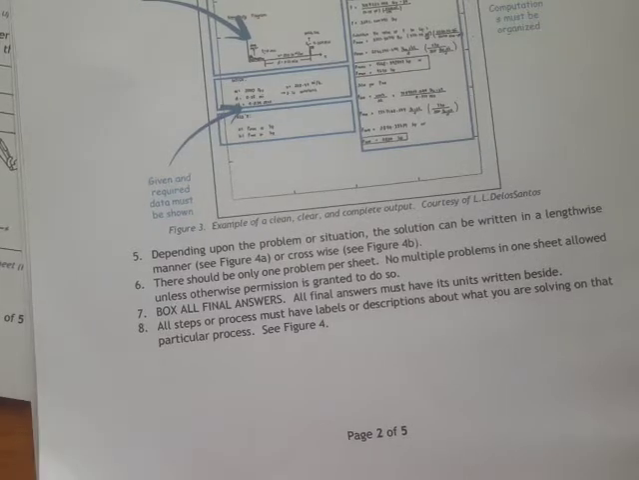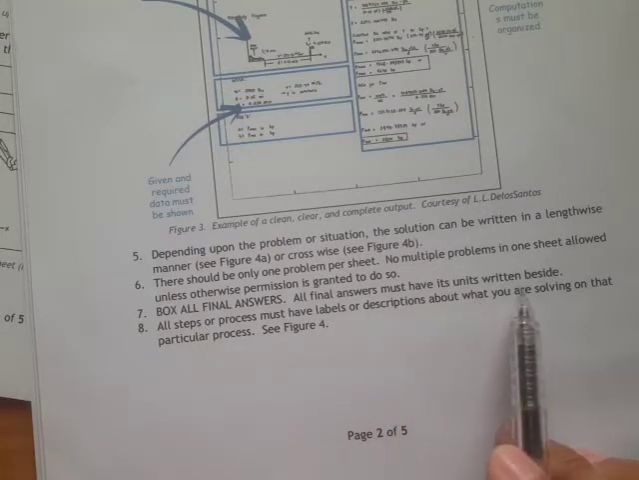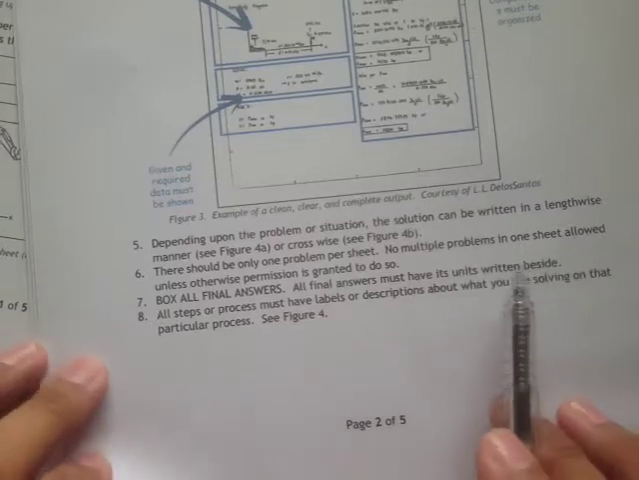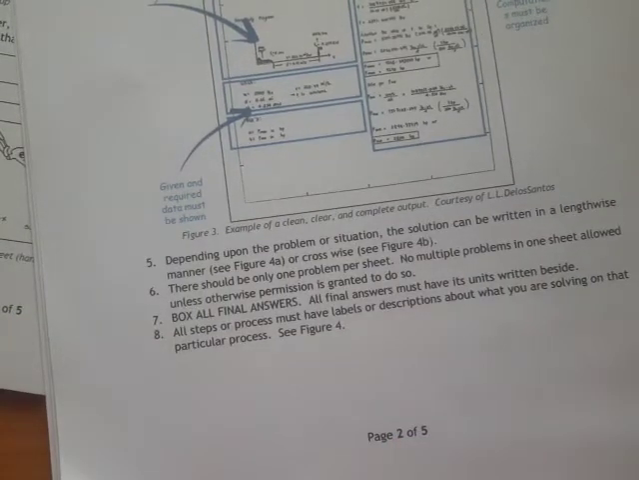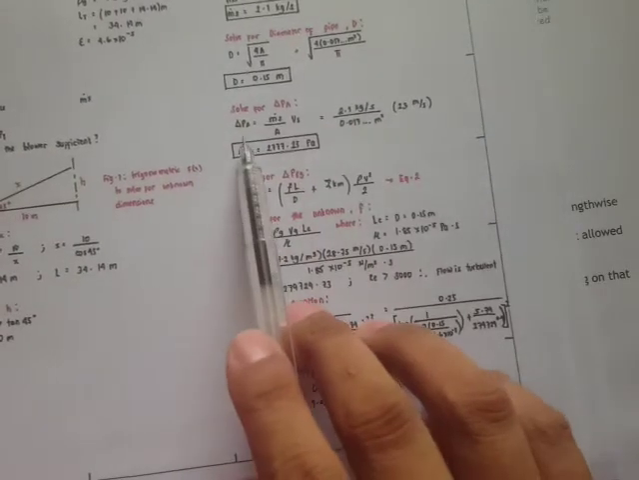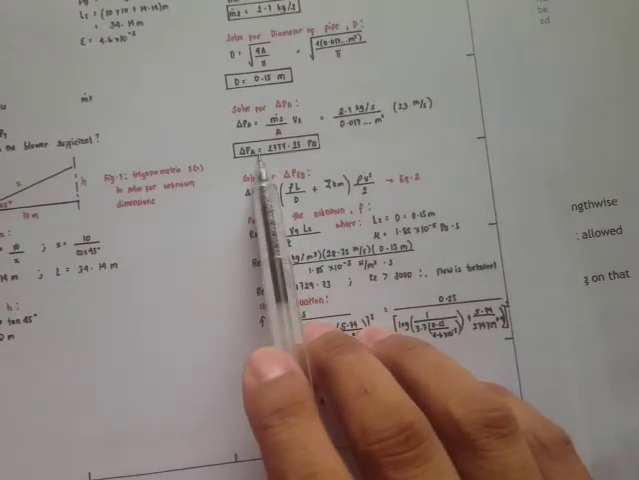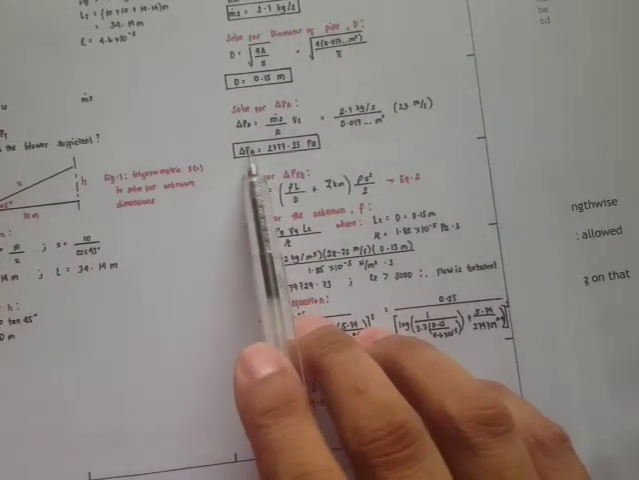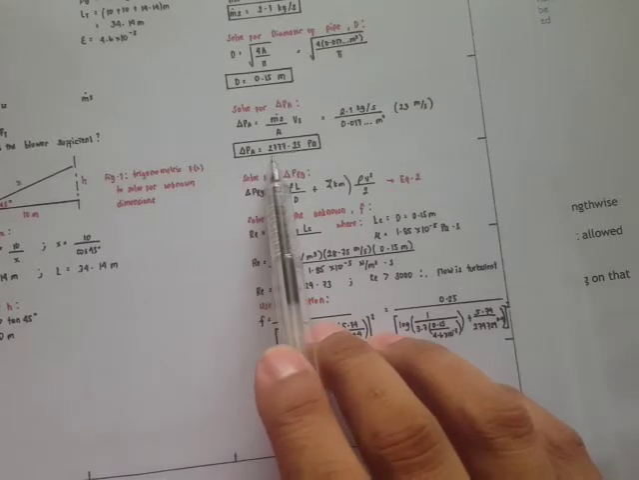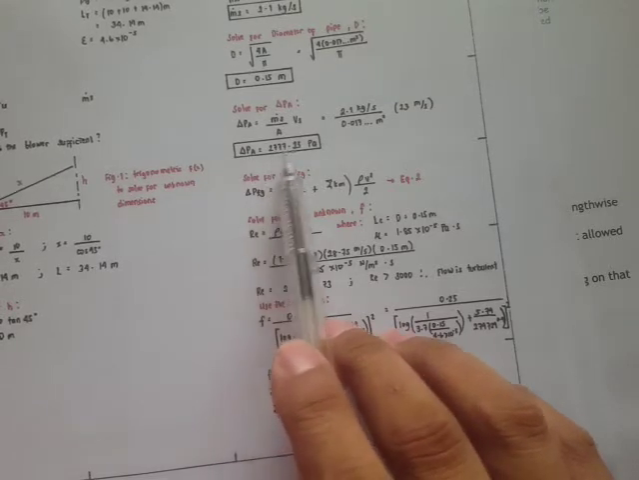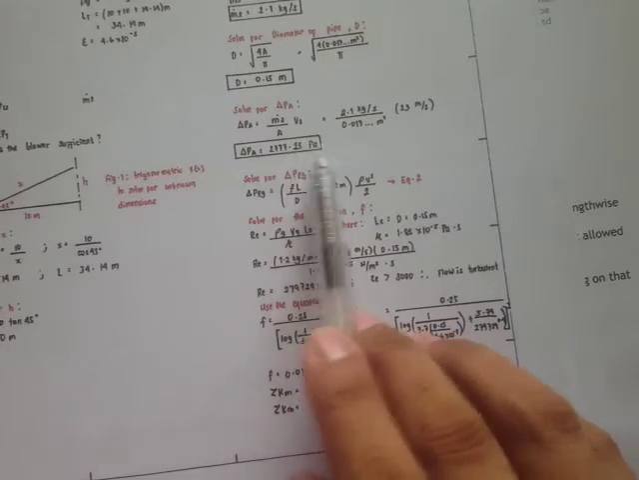The number 7 is to box all final answers. All final answers must have its unit written beside. For example, we have here, let's say the pressure drop is 2777 pascals. So it must have a unit.